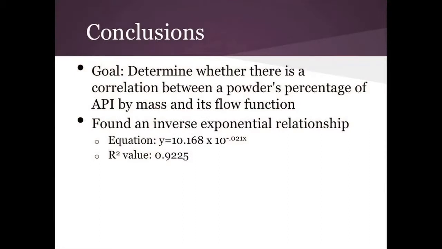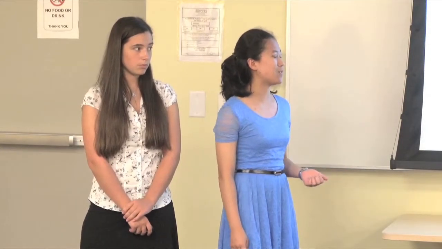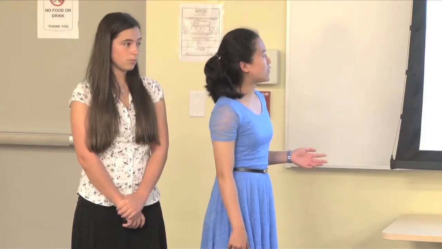So just to reiterate, our goal was to determine whether or not there was a correlation between the percentage of API of a powder by mass and its flow function. And through this experiment, we determined that there was a correlation between the two. We found an inverse exponential relationship. Again, like Danielle said, the equation is y equals 10.168 times 10 to the negative 0.021x, where x is the API percentage and y is the flow function. And our high R-squared value just goes to show that we had a strong fit between our trend line and our data points.